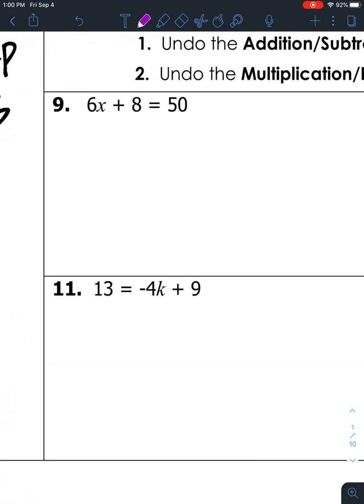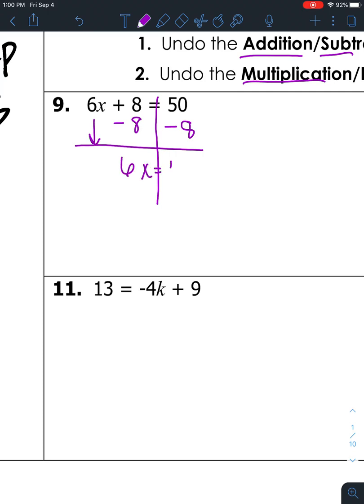So number 9, so it's 6 times x plus 8 equals 50. So again, I have to add or subtract first, and then multiply or divide. So, looking here, my 8 is being added. So what's the opposite? Subtracting. So I'm going to subtract 8 from both sides. Bring down my 6x. 50 minus 8 is 42. Okay, now I'm going to divide 6 times x, so the opposite is dividing. So 42 divided by 6. So that gives me x equals 7.